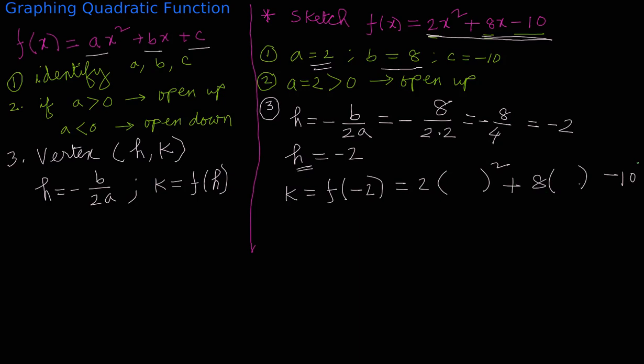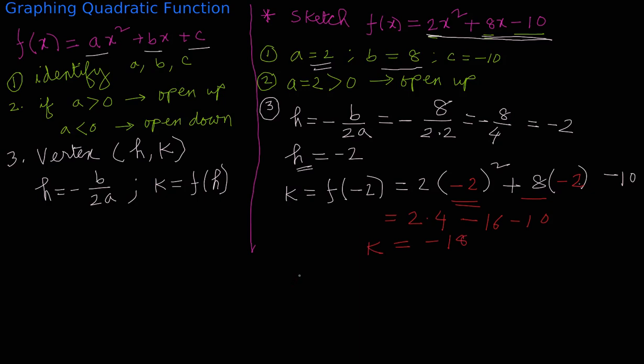So it is negative 2 here and negative 2 here. What I end up with is 2 times negative 2 square, which is positive 4, so 2 multiplied by 4, plus 8 multiplied by negative 2, which is negative 16, and negative 10. If I simplify those results, I get negative 18. So my k is negative 18.